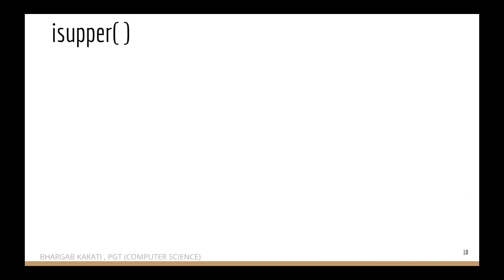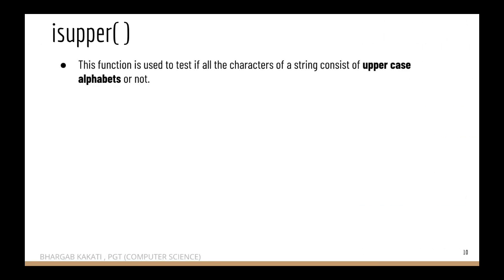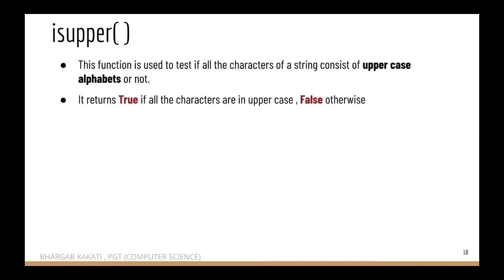It's the opposite of islower. So what it does, let's take you quickly through that. This function is used to test if all the characters of a string consist of uppercase alphabets or not. Uppercase means capital A to capital Z. It returns true if all the characters are in uppercase, false otherwise. It has the same syntax as the previous function, that is string.isupper.